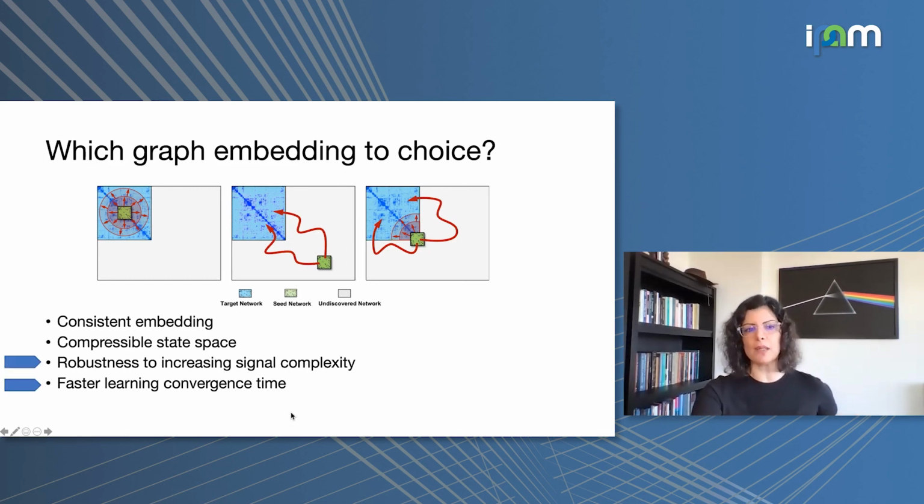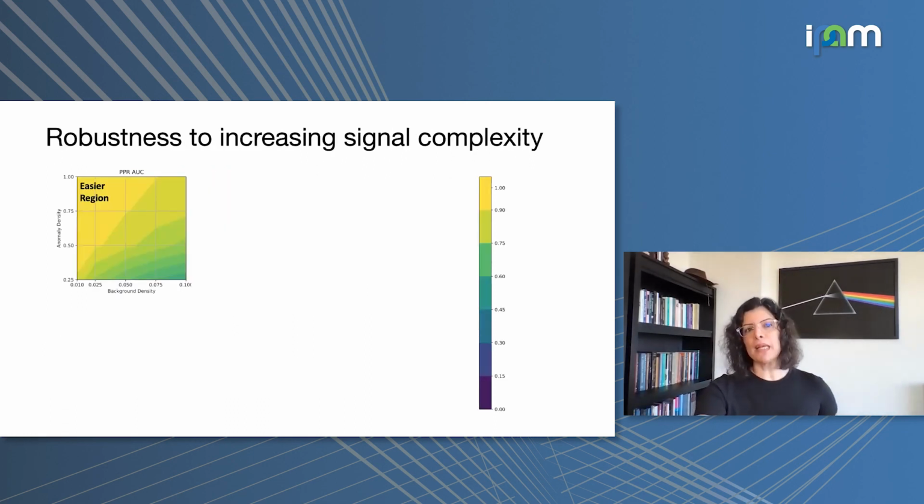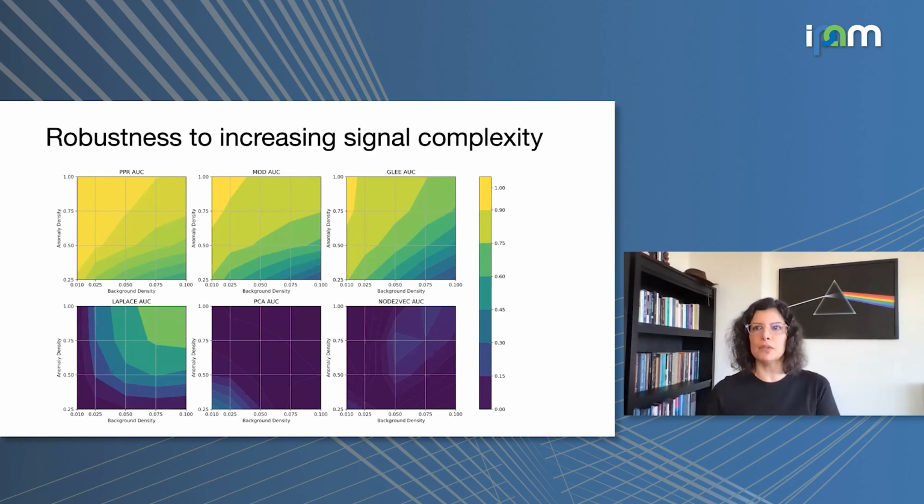I don't have time to talk about all of them. I'll just talk about two of them. And so here I'm just showing you how hard it is to find this dense subgraph. The background density is on the x-axis, the anomaly density is on the y-axis, and the color is the area under the curve with the various embedding approaches. So we used personalized PageRank, MOD, which is just based on highest degree, GLE, which is based on geometrical Laplacian embedding, just a simple Laplacian embedding, PCA, which has been around since forever, and Node2Vec.